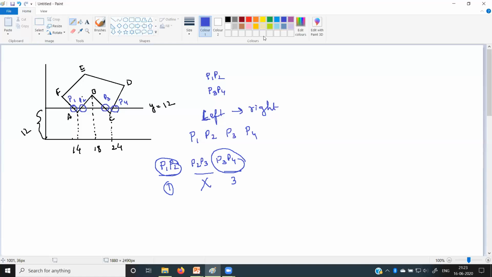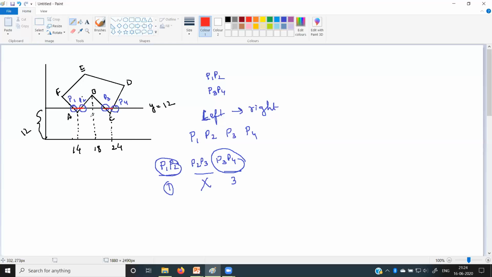I want to fill up the polygon. Suppose I want to fill up the polygon by the red color. So what will I do? I will color this particular section by red. Again, I will color the segment P3, P4 by red color. Fine. So I will color the segment P1, P2 by red, and I will color the segment P3, P4 by red. So by using our desired color, we have to color the desired segment.